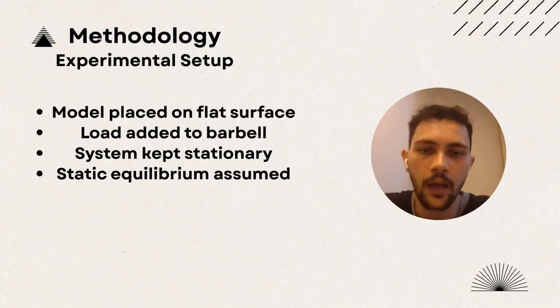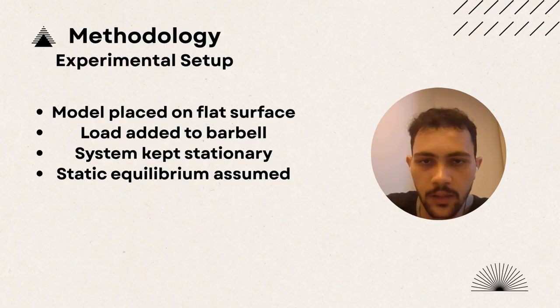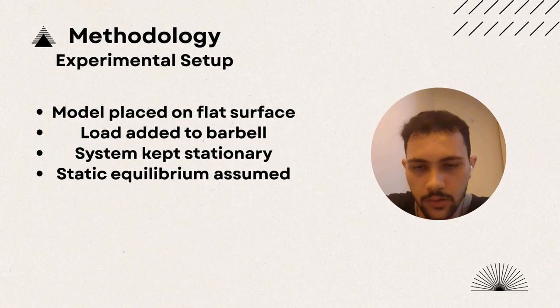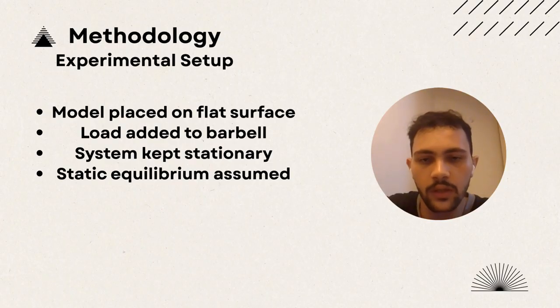In this slide, I will explain how the experiment was set up and how equilibrium was achieved. Once the model was constructed, it was placed on a flat, horizontal surface to simulate the ground. This ensured that external factors like uneven support or surface tilt did not affect the results. Loads were applied directly onto the chopstick to simulate the weight of the barbell during the deadlift finish position.